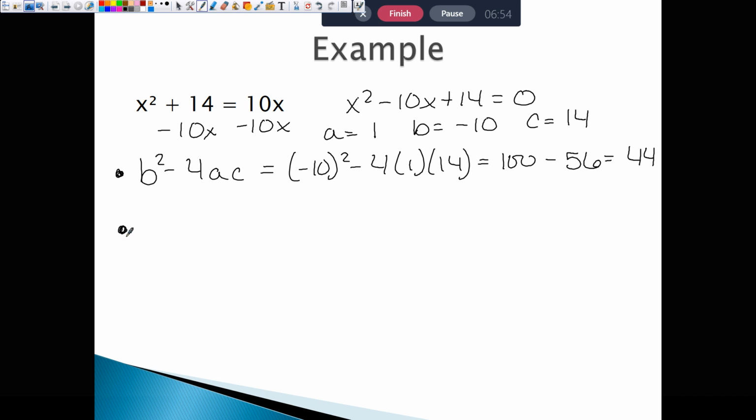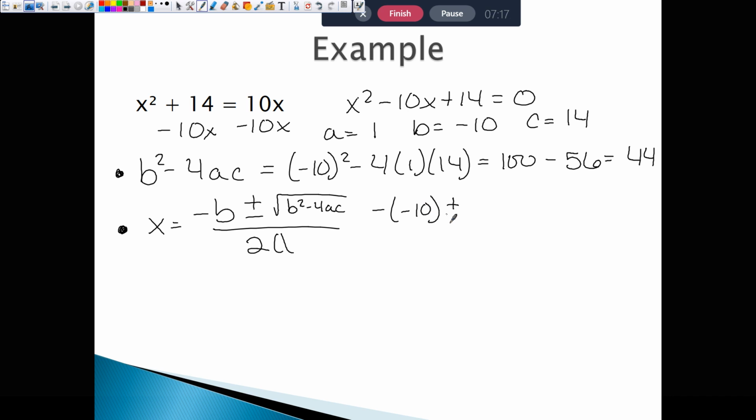Okay, now I'm going to substitute all the information into my equation. So I have x equals negative b plus or minus the square root of b squared minus 4ac all over 2a. Okay? So negative b, so 10 plus or minus the square root of 44 all over 2 times 1. Wait, you messed up something. That should be 100, shouldn't it be? Oh, never mind.